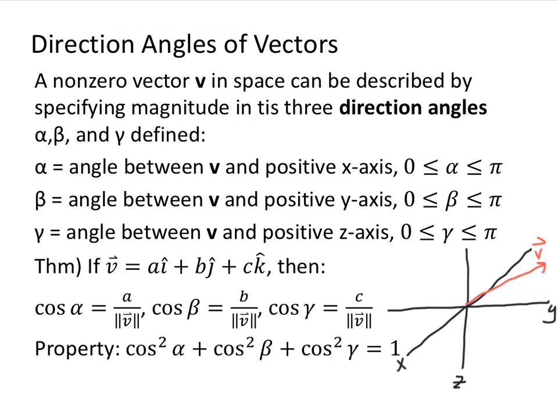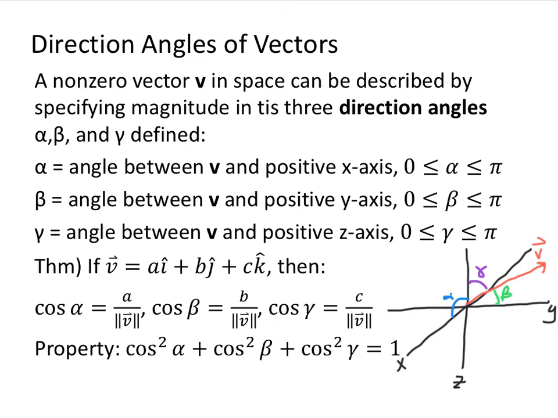Direction angles are the angles between the vector and each of the positive axes. Alpha is the angle between v and the positive x-axis. Beta is the angle between v and the positive y-axis, and gamma is the angle between v and the positive z-axis. If you're given a vector v = a i hat + b j hat + c k hat, then the cosine of alpha is equal to a over the magnitude of v.